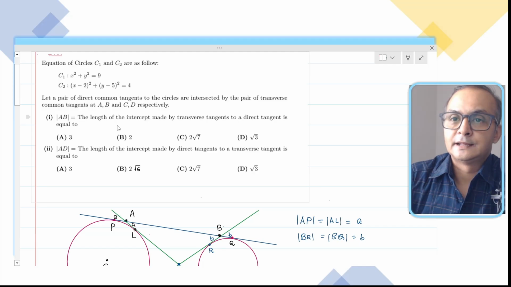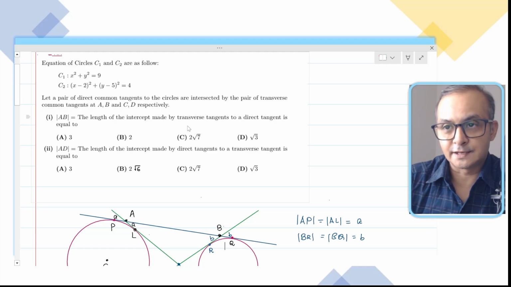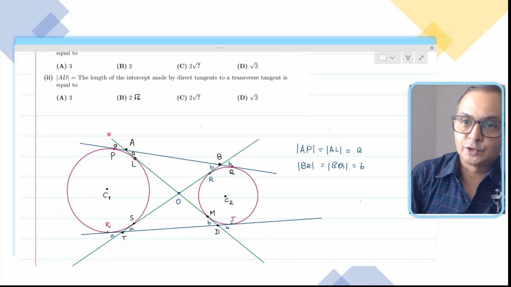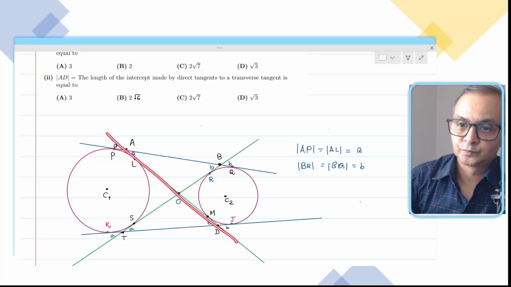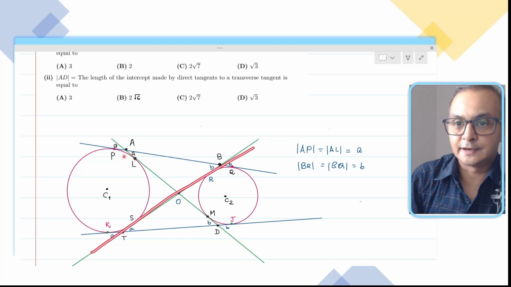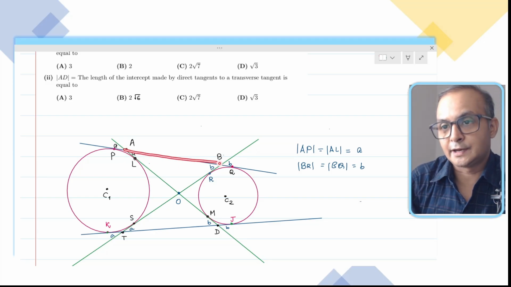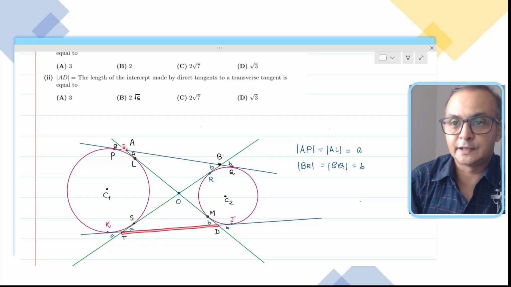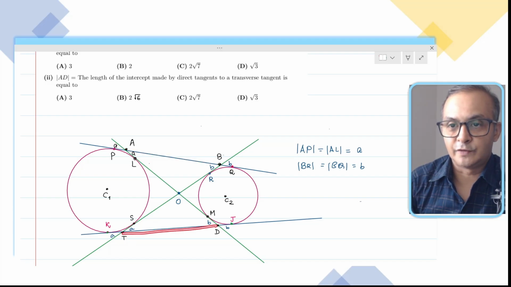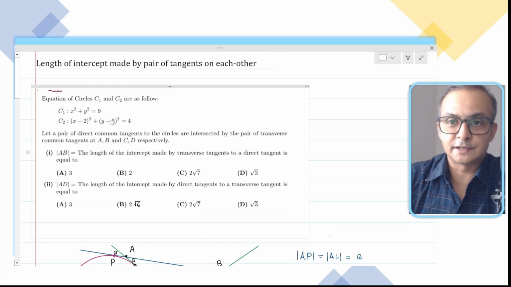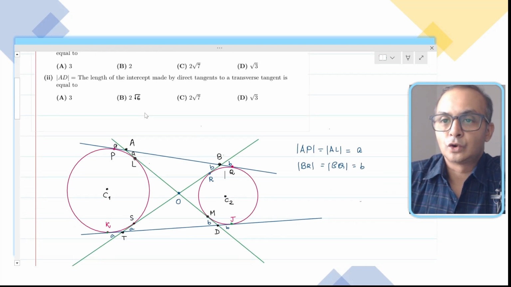What is the length AB? It is the length of the intercept made by the transverse tangents on a direct tangent. I selected the direct tangent PQ, and here this is one transverse tangent and this is another transverse tangent, intersecting the direct common tangent at A and B. So I have to find the length AB. Similarly, we have to find the length TD, but by symmetry they will give the same length. So how do we find it? Can we formulate it directly, without this particular case of the two given circles centered at (0, 0) and (2, 5) with radii 3 and 2? How do we generalize it?